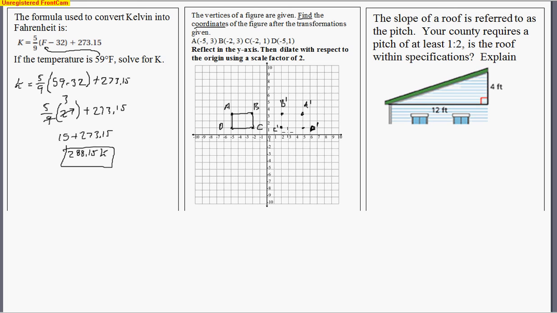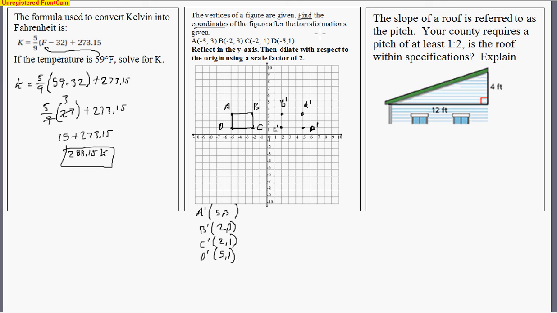So now I'm going to write down what those points are. So A prime, that point is 5, and then comma 3. So notice what happened. It just switched signs. The x value switched signs. So B prime is 2, 3. So again, the point's the same. It just switched signs. The x value just switches signs. C prime, it is 2, 1, and D prime is going to be 5, 1.